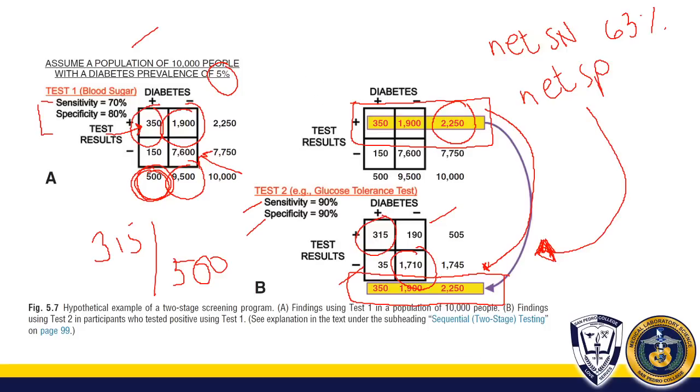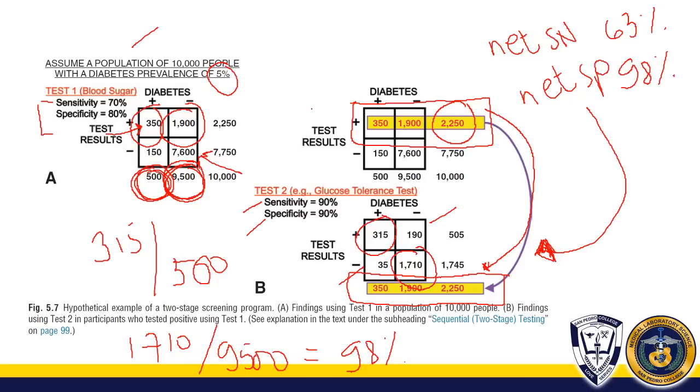How about sa inyuhang net specificity? So we will do the same. Dirita mo kuha sa true negative ninyo na value, then that is 1,710 sa inyong numerator. Dirita balik sa inyong original population, pila ang number sa non-diabetic, then that is 9,500. So if we compute this one, we would actually get a 98% net specificity. So, sa inyong napansin? Diba? Sa inyong napansin?